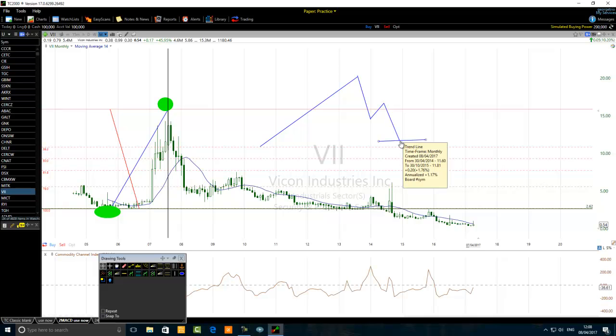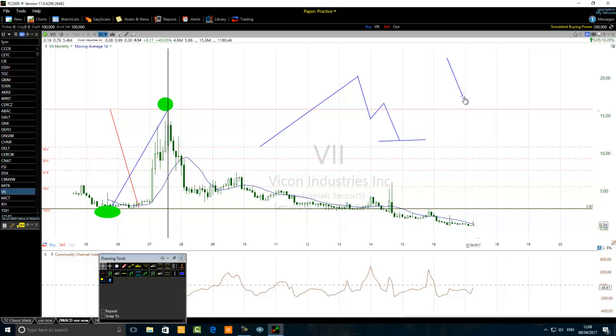All right. Now the same thing if we have a flat correction. We have 3 various types of flat correction: the expanded flat correction, the running flat correction, and the classic flat correction. All right, so you want to know how to forecast the end of the C part of the flat correction. Once again, the flat correction is also ABC.